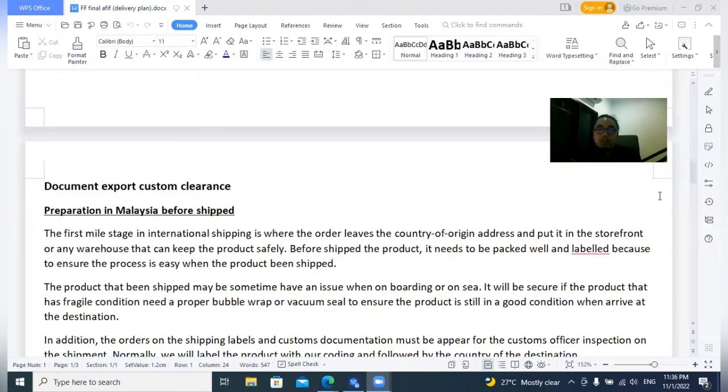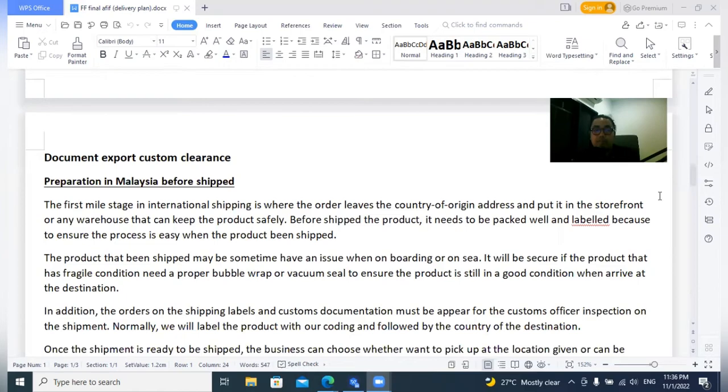The next point is the preparations, which is our preparation in Malaysia before we ship the product, before we export the product. The first milestone in international shipping is where the order leaves the country of origin, to the storefronts or any warehouse. We ensure that the product has good quality and that we can fulfill all the orders by the buyers or distributors from other countries.